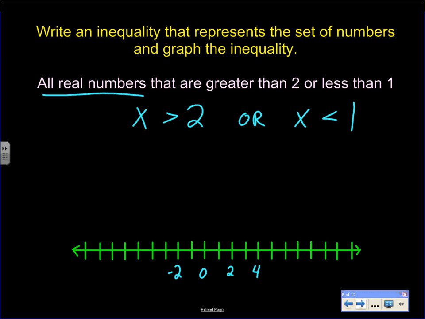Let's graph this one. X is greater than 2. Open circle. Pick points. I'm going to pick 4 on the right side, and I'm going to pick 0 on the left side. Which one is true? 4 greater than 2? Yeah, I think so. And 0 greater than 2? No, it's not. So 4 is a solution, so it points this way.